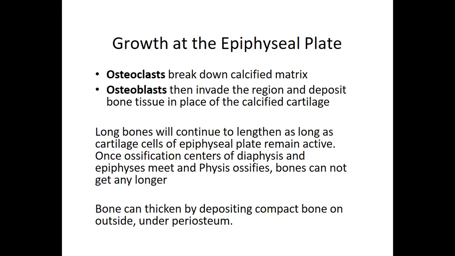Once the ossification centers of the diaphysis and the epiphysis meet up, so remember you had one of them, the primary ossification center in the diaphysis or the shaft of the bone. You have that secondary ossification center in the spongy bone or the epiphyses of the bone, and they have that cartilaginous space in between them that didn't show up in the x-rays.